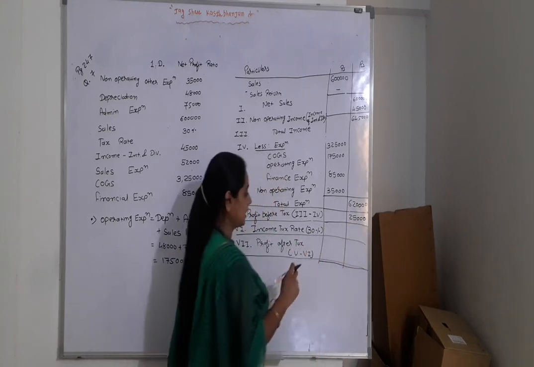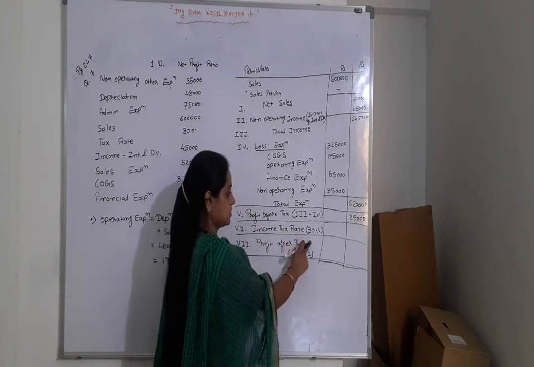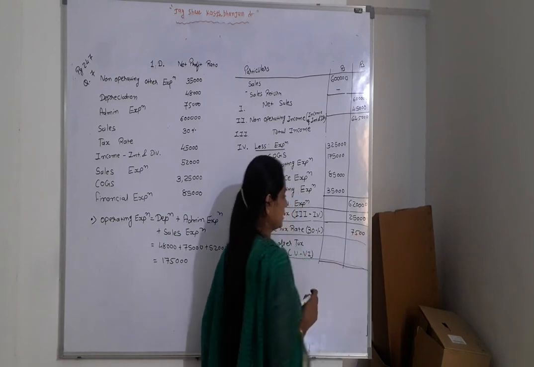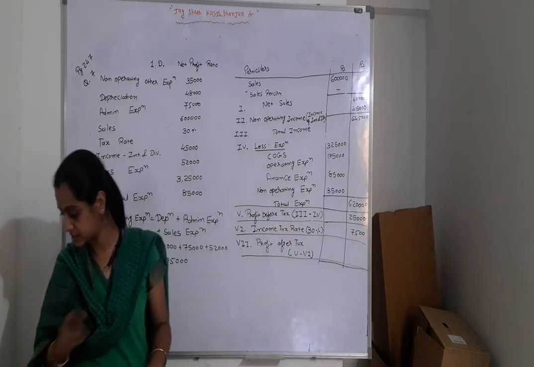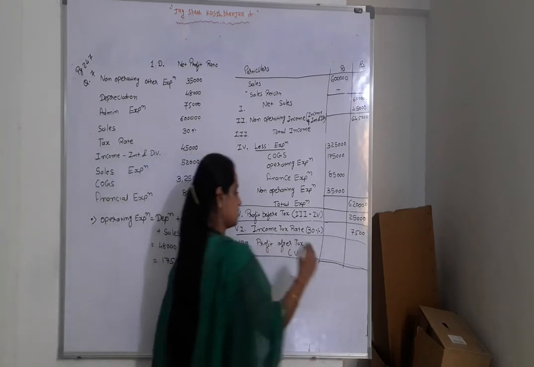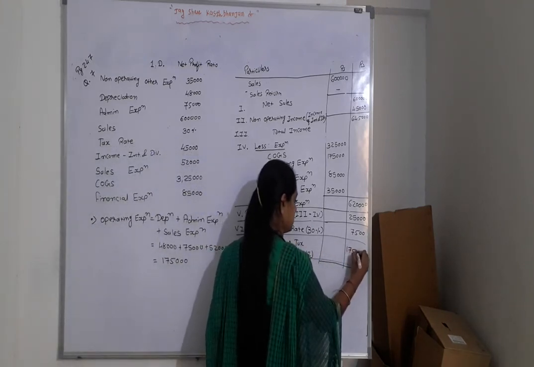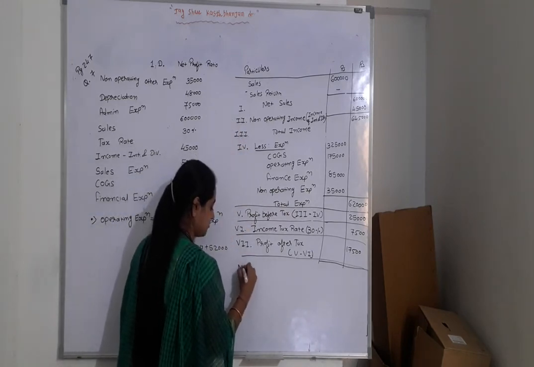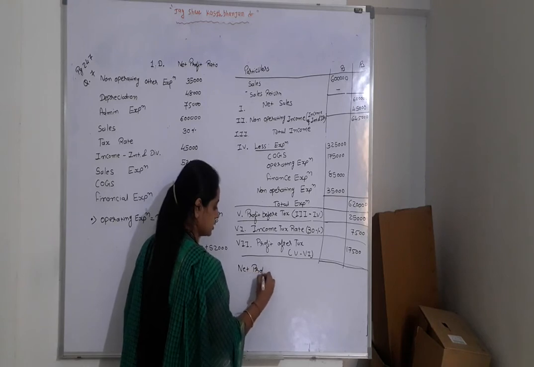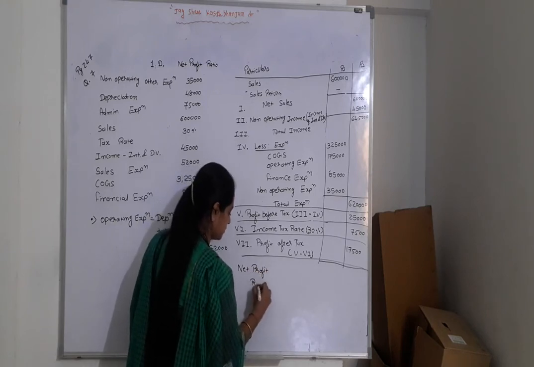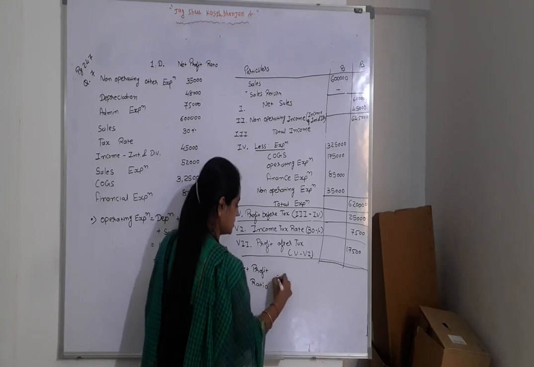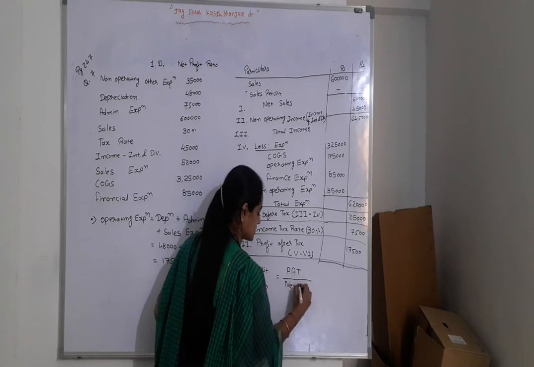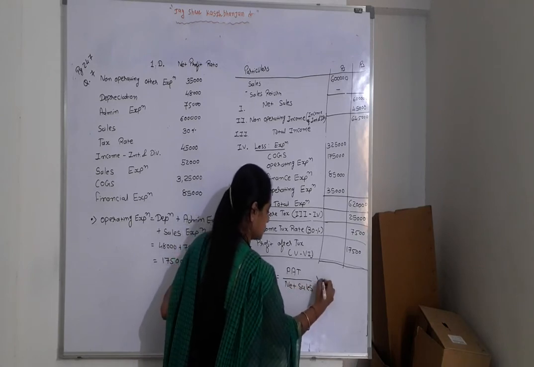25,000 minus 30% of 25,000, that is 7,500. And our profit after tax will be 17,500. That means we get profit after tax and net sales both. So we can apply the formula of net profit ratio is equal to profit after tax upon net sales into 100.